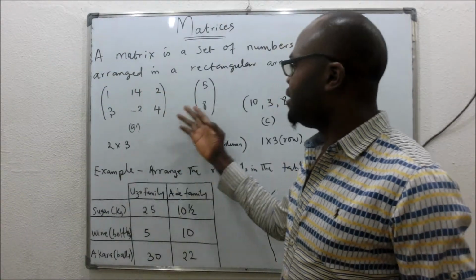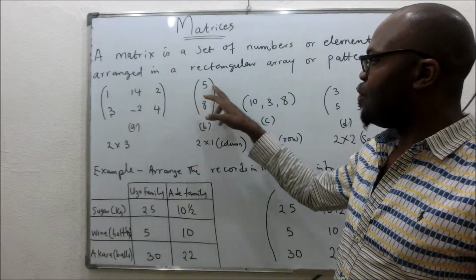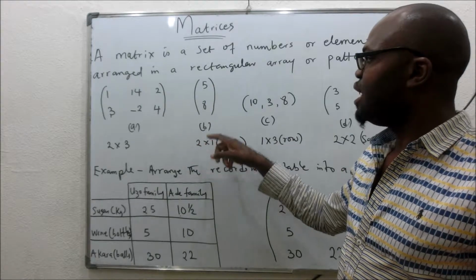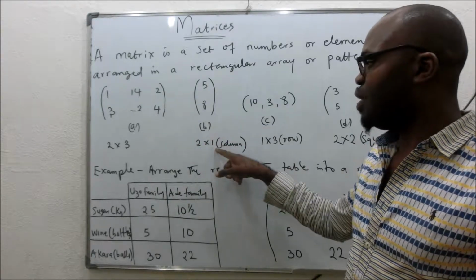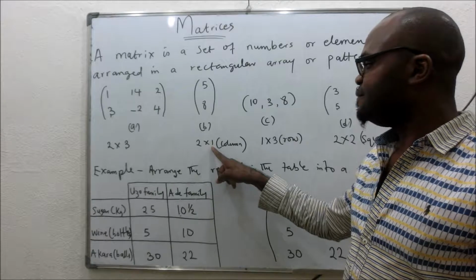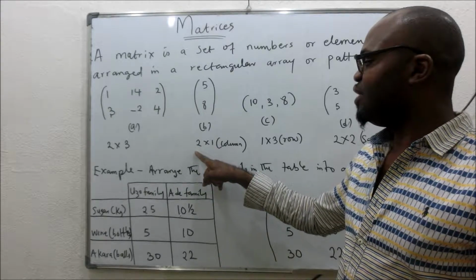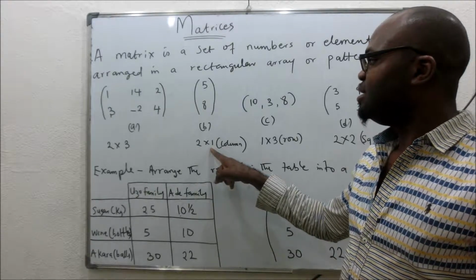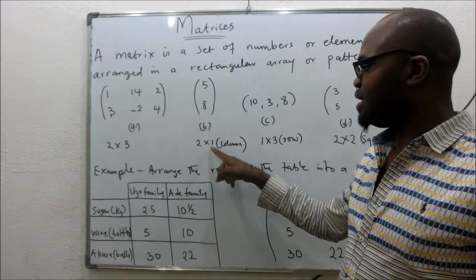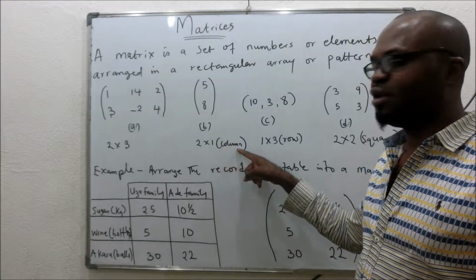Now let's look at this other matrix. How many rows? 1, 2. Still 2. How many columns? 1. 2 by 1. Every 2 by 1, or anything, whether it's 4 by 1 matrix, once the column is 1, it is known as a column matrix.